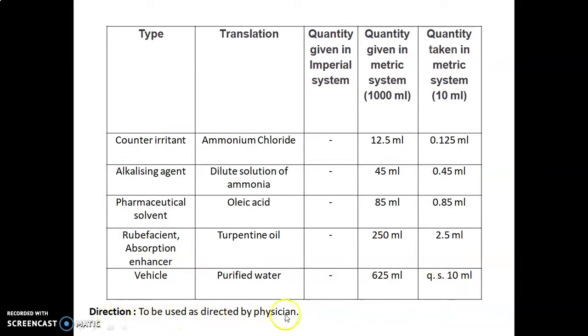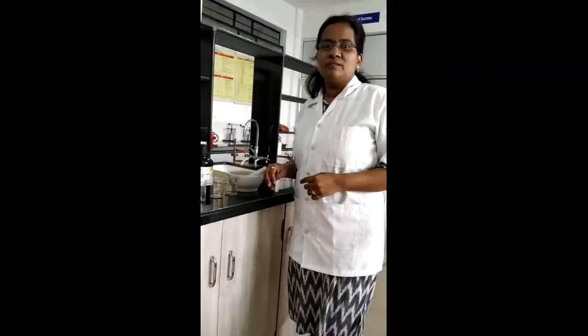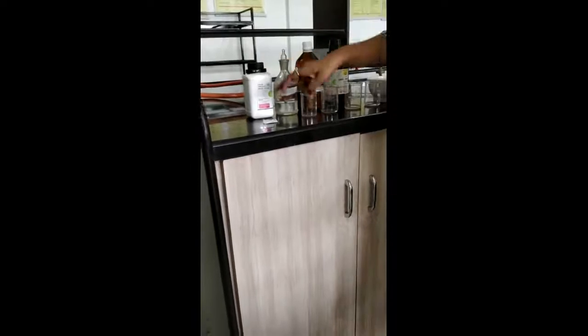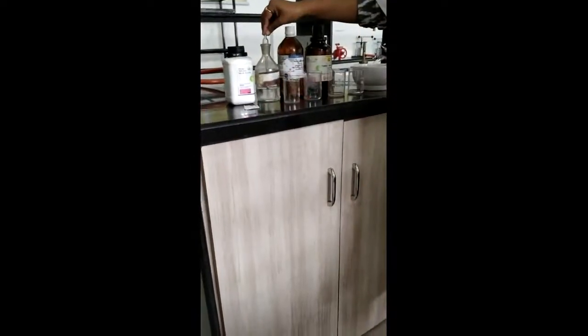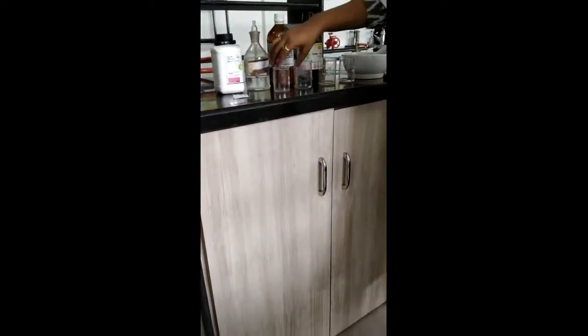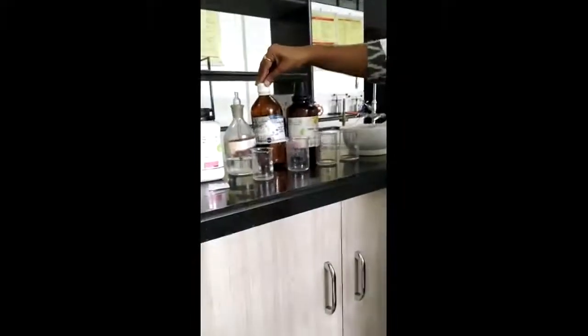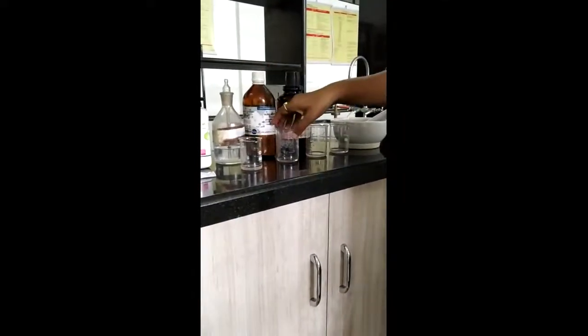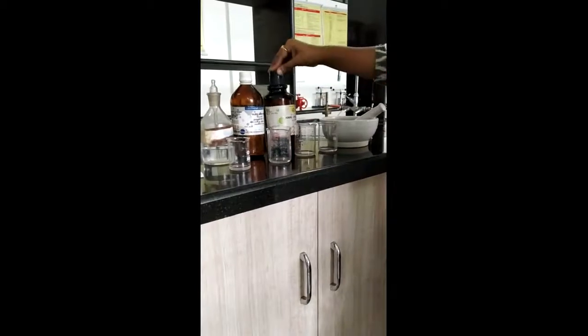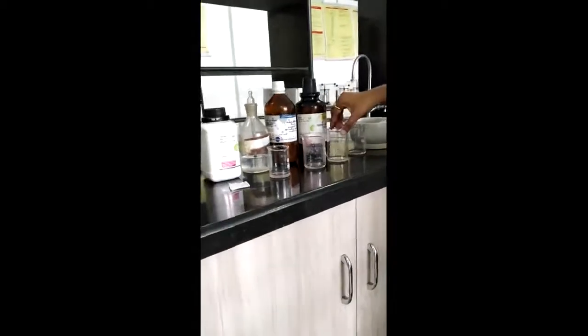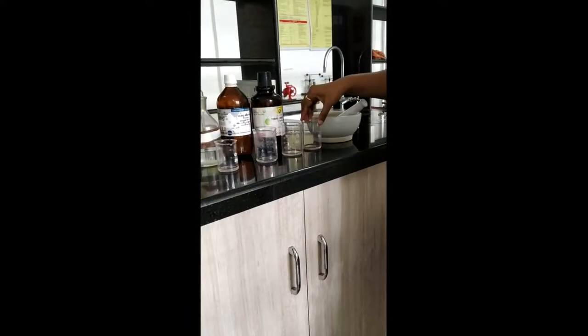Direction: to be used as directed by the physician. Now we will move towards the actual performing of the experiment in the laboratory. This is ammonium chloride, which is previously weighed. This is dilute solution of ammonia, taken into this beaker. This is oleic acid, also previously weighed into this beaker. This is the turpentine oil, also previously weighed into this beaker, and this is purified water.